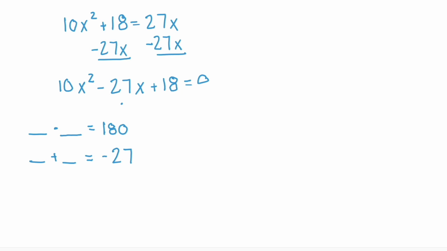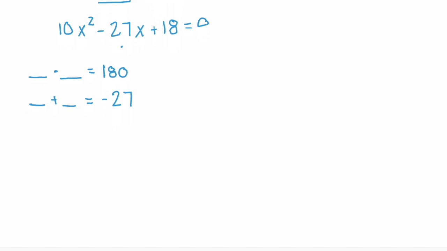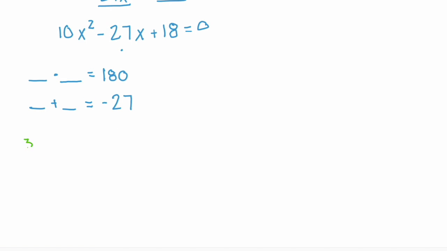Since these are big numbers, it's going to take us a little while to figure it out. My first guess would be 3 and 60, because 3 times 60 is 180, but notice that they add up to be too high, 63. So we'll try a bigger number, like 9. 9 times 20 multiplies to 180, but it still adds too big. It's 29. So we're going to keep on going. 10 and 18, but those add to 28, so we're getting closer.